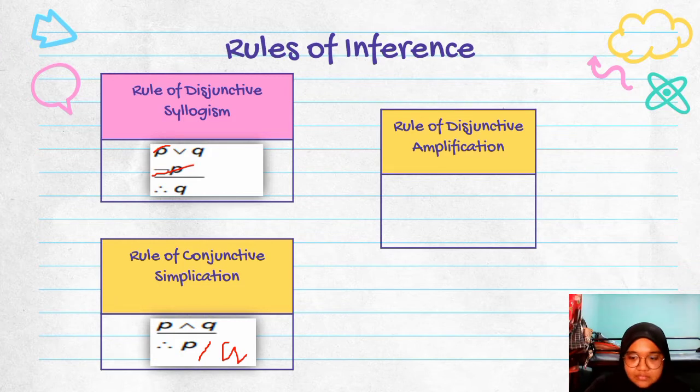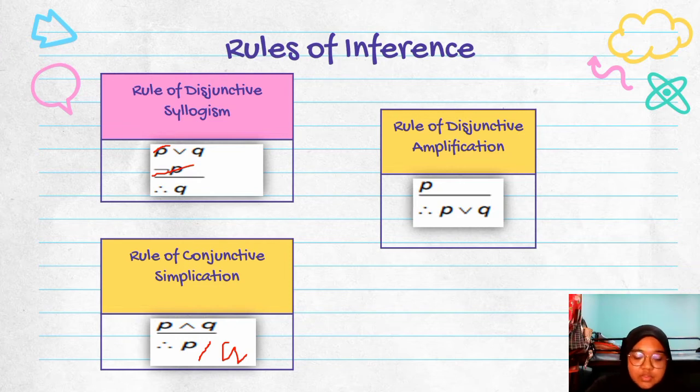And then the rule of disjunctive amplification. For this rule, we use an existing premise which is P, and we can add a new premise which is Q, and the conclusion will be P union Q. We must use the symbol union.